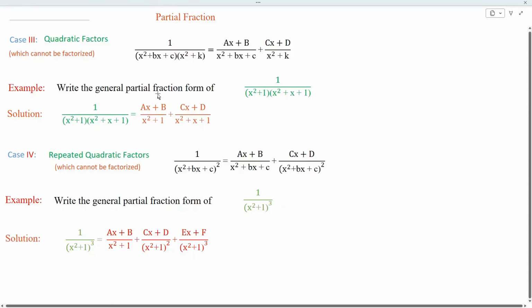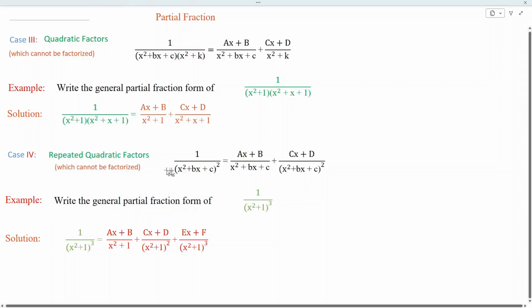Write the general partial fraction form of 1 over x square plus 1 into x square plus x plus 1. Look at the denominator. We have 2 quadratic factors. So this is equal to Ax plus B divided by first quadratic factor plus Cx plus D divided by second quadratic factor.